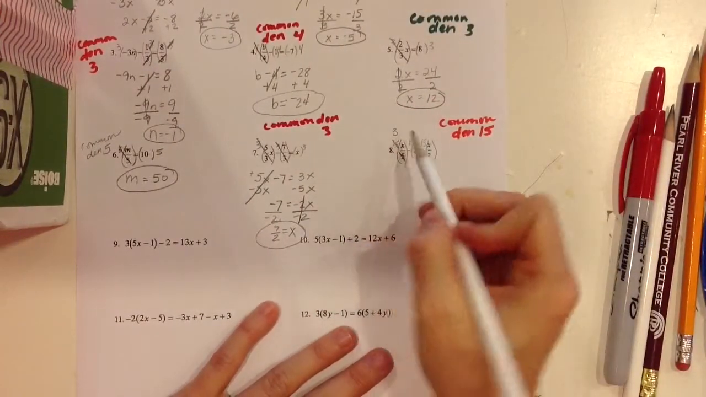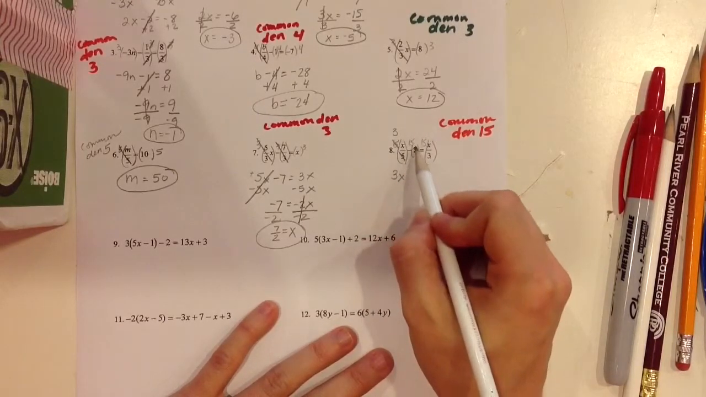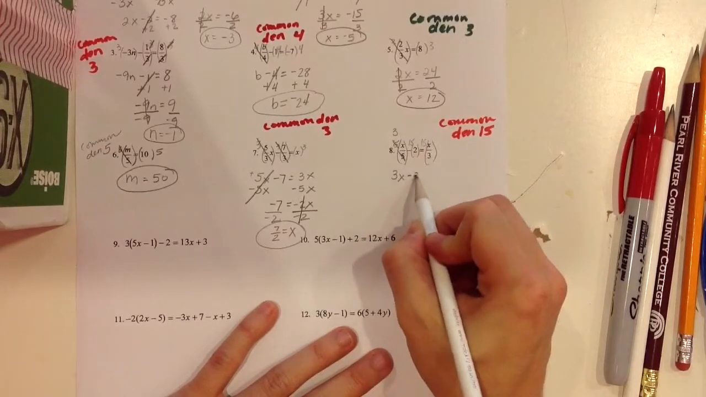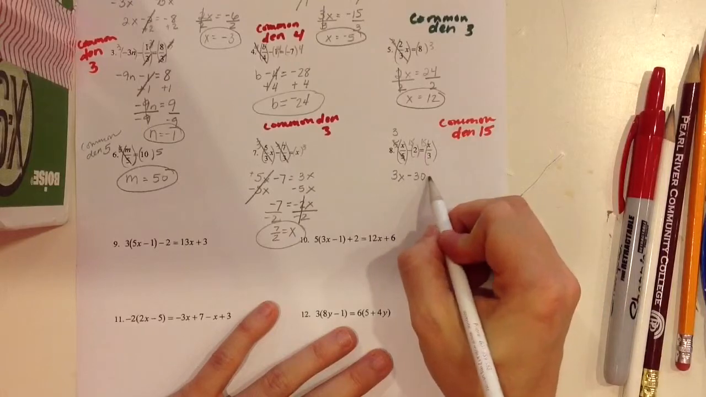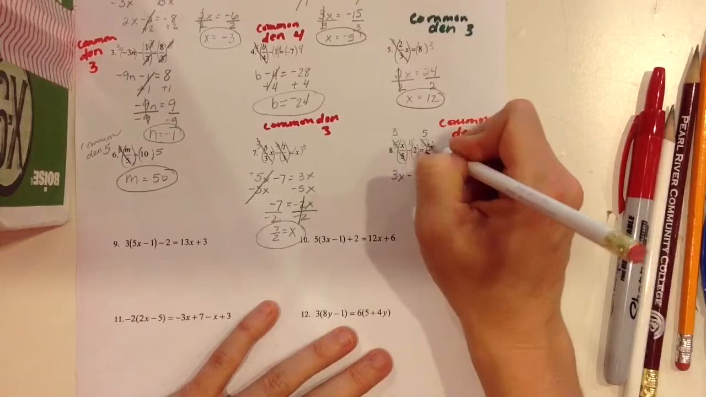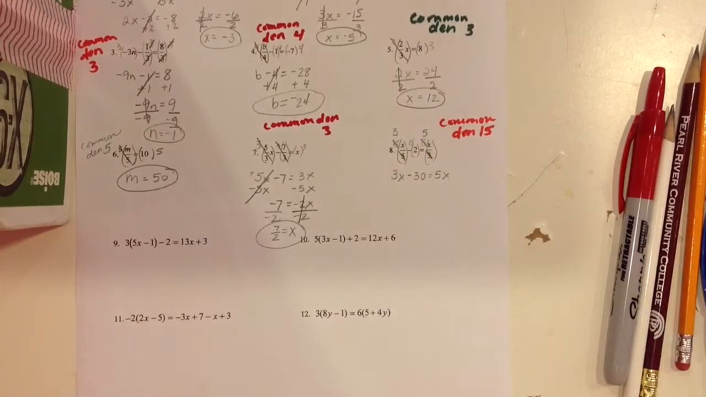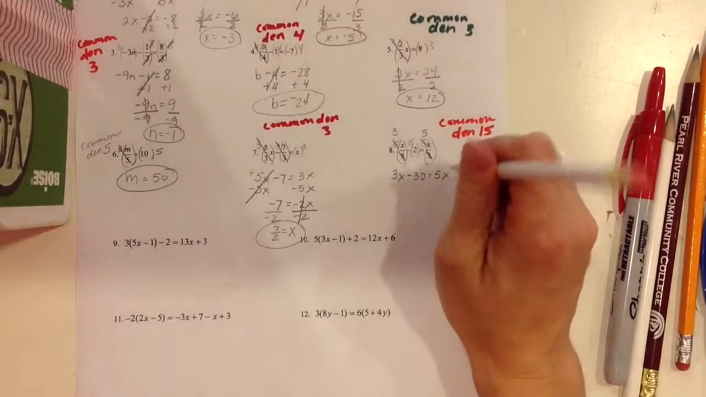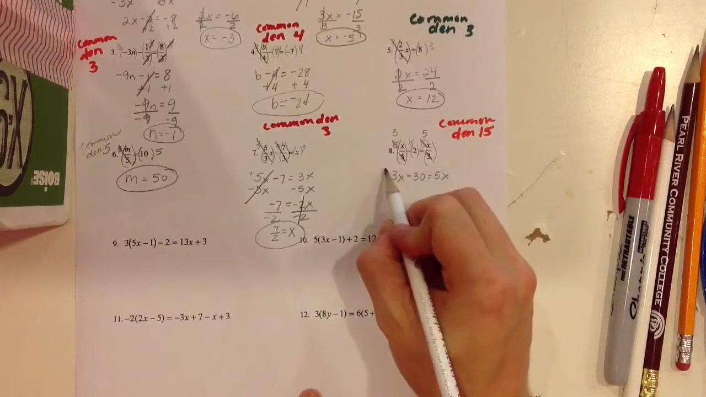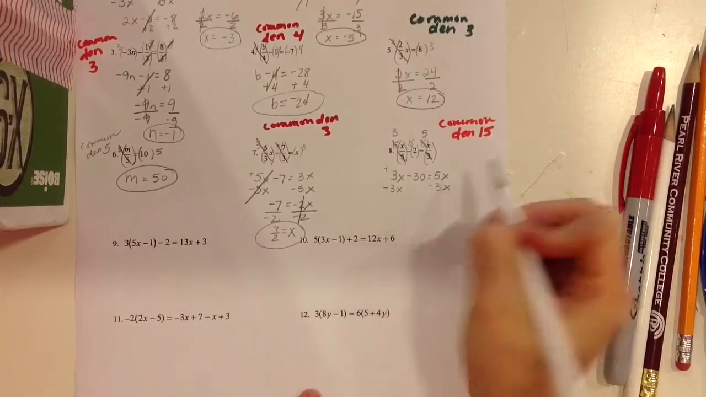So I have 3 times x is 3x. There's nothing to reduce here because there's no fraction, so I'm just multiplying 15 times negative 2, that gives me a negative 30. For the last one, 3 will go into 15 5 times, so I'm left with 5 times x, which is just 5x. This is just like our last problem. I can't move this x over because it's by itself. So I'm going to move this 3x to the other side, and since it's a plus 3x, I'm minus 3xing to both sides.